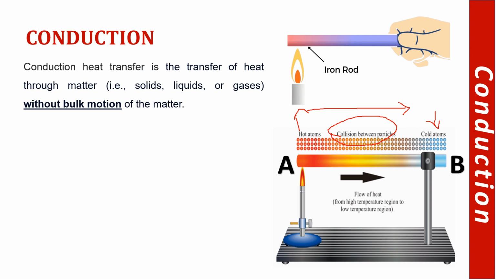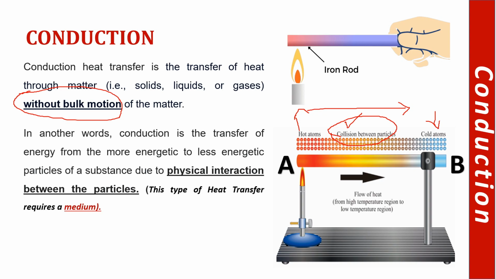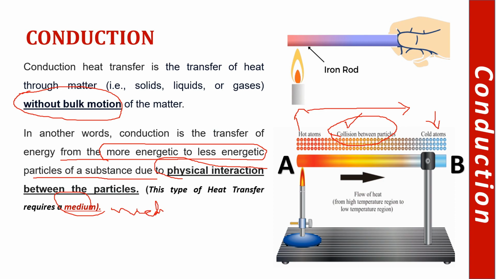In case of conduction, there is no bulk motion, there is only collision between the particles, due to which the heat transfer takes place from the higher temperature gradient towards the lower temperature gradient. In other words, we can say that energy transfers from a more energetic area to a less energetic area of the particles of a substance due to the physical interaction between them. And obviously, for the physical interaction, we would definitely require a medium for the transfer of heat from the higher temperature zone towards the lower temperature zone, right?